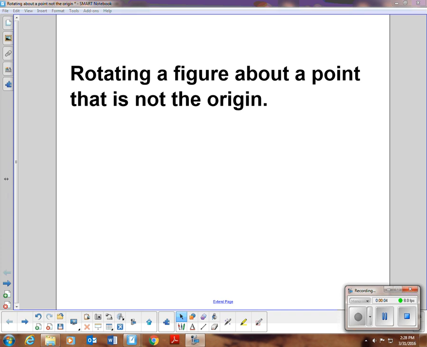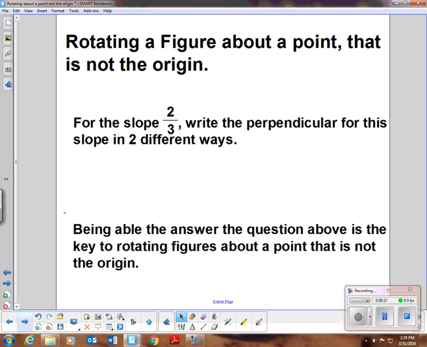Today we're talking about rotating a figure about a point that is not the origin. This can be difficult. It will be one of the more difficult things to explain in geometry and a little bit difficult to do. If you catch on to graphing slope and know how perpendicular lines are graphed, that will make your life so much easier for this process. All right, so rotating a figure about a point that is not the origin.